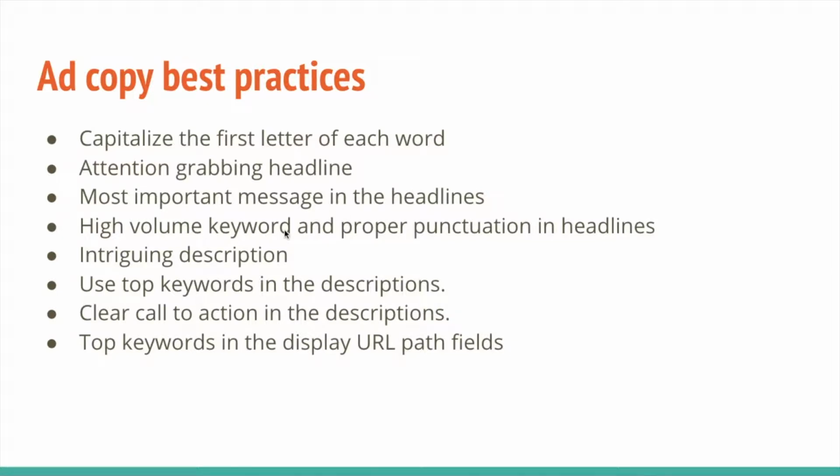You want a high volume of keywords and proper punctuation in the headline and the description. Very intriguing description. And then you have to have keywords in the description as well. Your keywords that you set up for the ad group have to be all over the description, all over the headline, in a way that makes sense, obviously. You have to have a clear call to action. I cannot emphasize this enough. Too many of us don't do this. This works. I'll show you guys what a call to action is in a bit. And then you have to have your top keywords in the display path URL. I'll show you that in a bit.